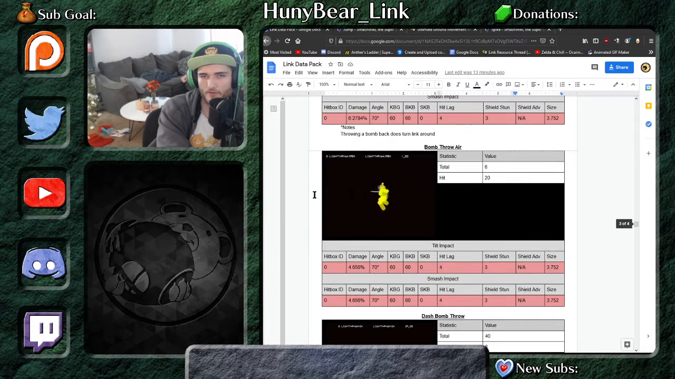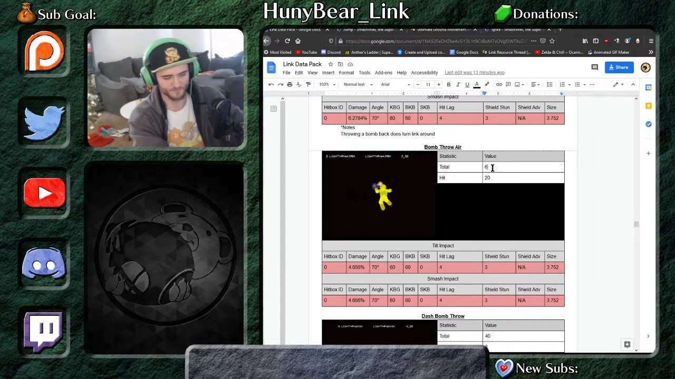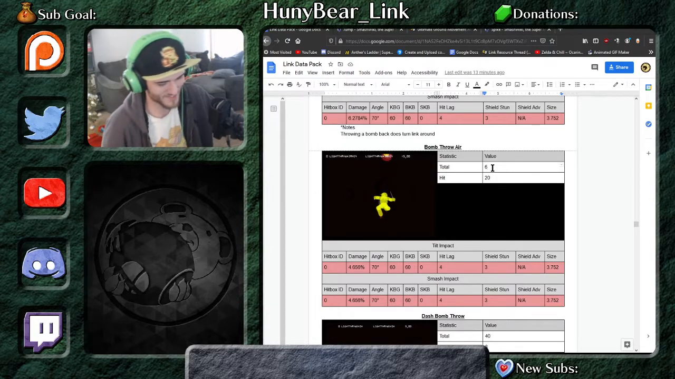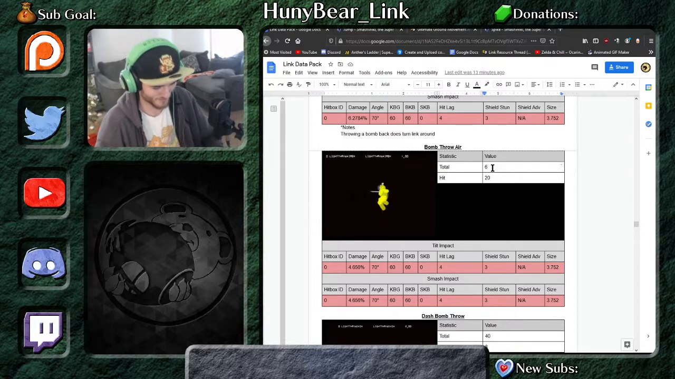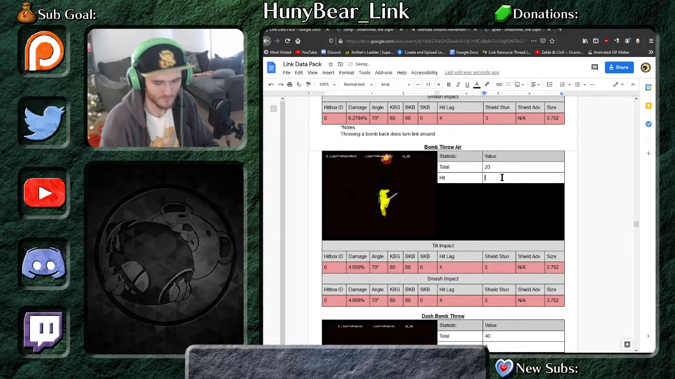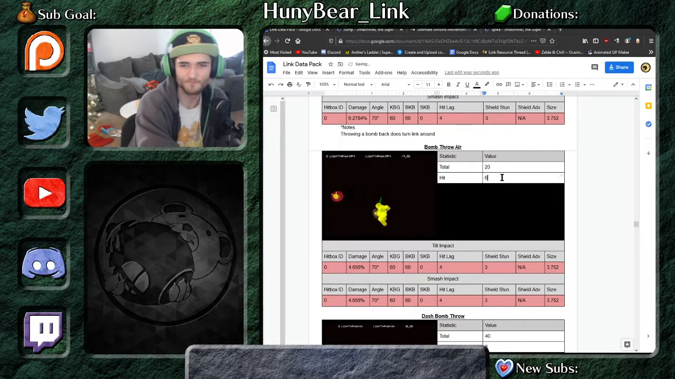And then your aerial throws. You have forward throw, back throw, down throw, up throw, forward. So you have 4 aerial throws. They all hit on frame 6. I have that backwards. This is why we go over things. I mess up a lot. Total frames 20. It's on frame 6. There you go.